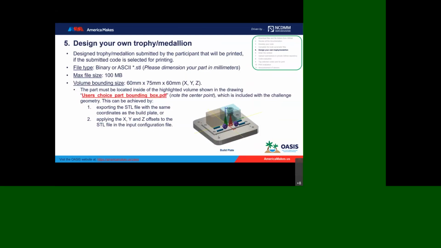And we show within the build plate that here in the geometry, you can see the X, Y, and Z. The part must be located inside the highlighted volume in the drawing user choice part bounding box.pdf. You must note the center point, which is included in that challenge geometry. You can get that by exporting the STL file with the same coordinates as the build plate or applying the X, Y, and Z offsets to the STL file in the input configuration file.